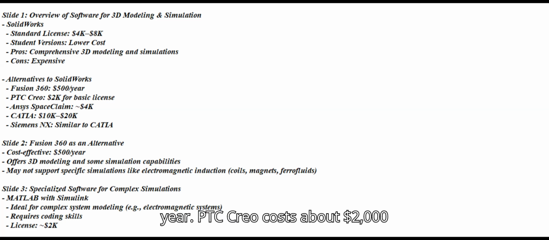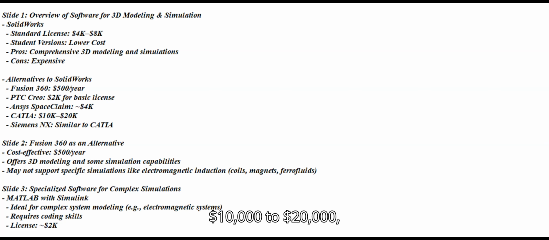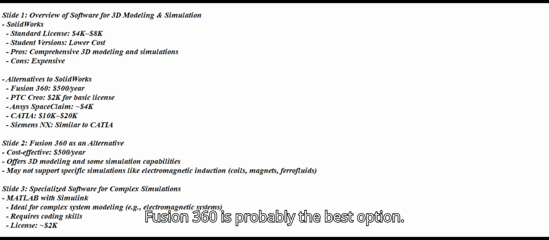PTC Creo costs about $2,000 for a basic license, while ANSYS SpaceClaim is around $4,000 for a license. CAD software can range from $10,000 to $20,000, similar to Siemens NX. So, Fusion 360 is probably the best option. Can Fusion 360 simulate electromagnetic induction using a coil and a moving magnet with ferrofluid? It does have simulation capabilities, but it may not specifically support detailed electromagnetic induction simulations involving those components.